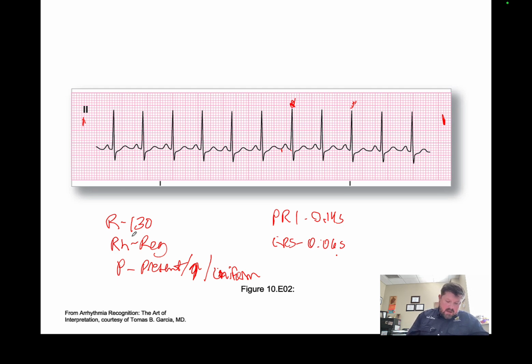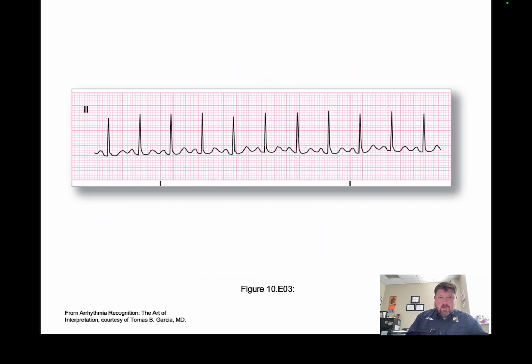So my rate breaks the rule, my rhythm is good, my P wave is good, my PR is good, and my QRS is good. So I've got sinus tachycardia. Another example. So again, we've run into the same issue. We should have a complex right at the beginning. There's not enough room on the end, so I know there's not one there, but I will count 1, 2, 3, 4, 5, 6, 7, 8, 9, 10, 11, 12. So my rate's 120. It is regular.